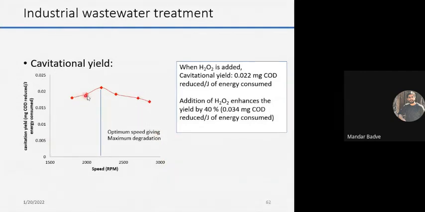This is just the cavitation yield which was calculated. We observed that when hydrogen peroxide was used, a yield of around 0.022 milligrams of COD reduction per joule of energy consumed was observed, and the hydrogen peroxide enhanced the yield of cavitation by almost 40%, right? So with only cavitation it was around 0.022 milligrams of COD per joule, and with hydrogen peroxide it was around 0.034 milligrams of COD per joule of energy, right? So we also observed an increase in the yield, and obviously because of that your operational cost also goes down.